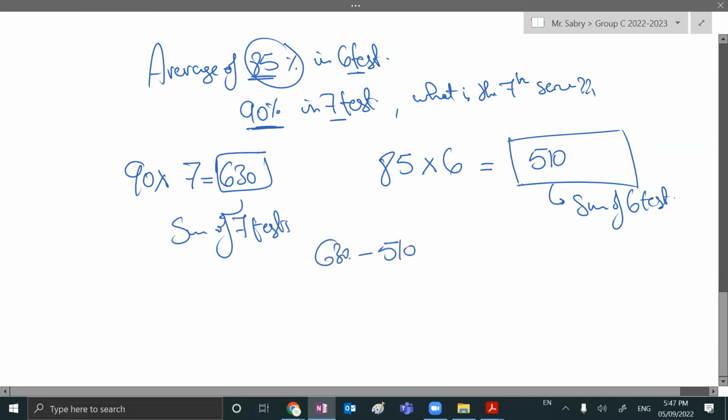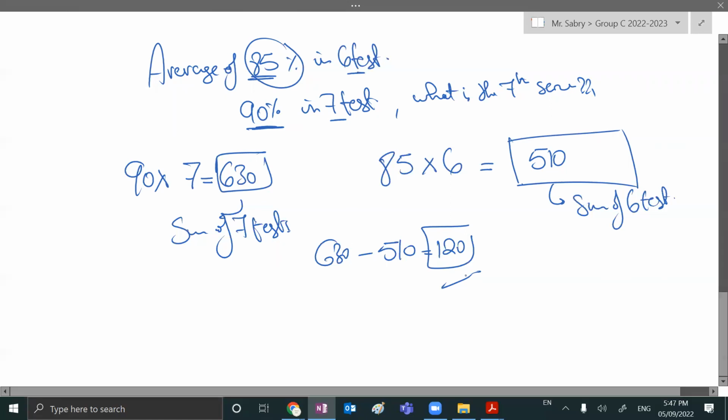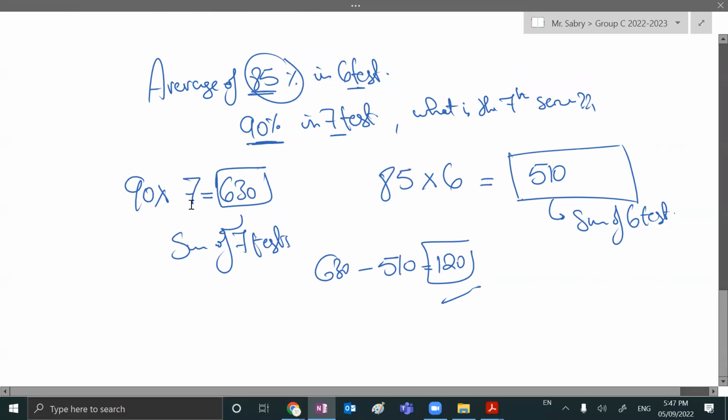So it's easy now to find anything regarding the 7th one, which seemed to be impossible. There could be a question that would tell you each test is out of 100, and then ask you whether it is possible or not. If it's 120, it's impossible for this guy to get a percentage of 90%. Makes sense? Yeah. Awesome. This is the average part.